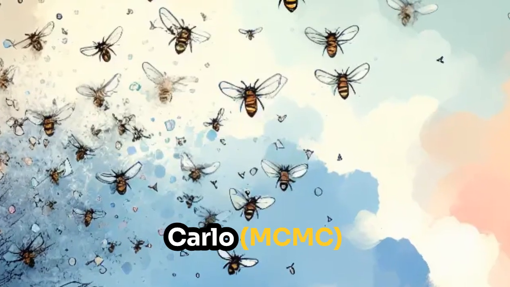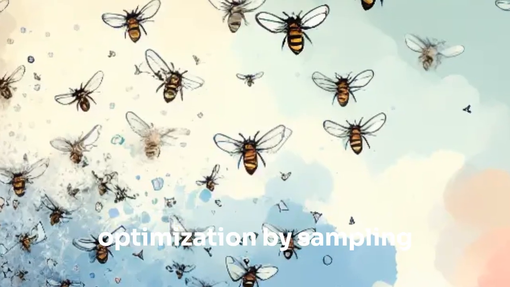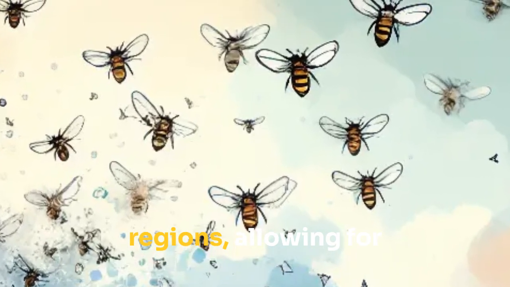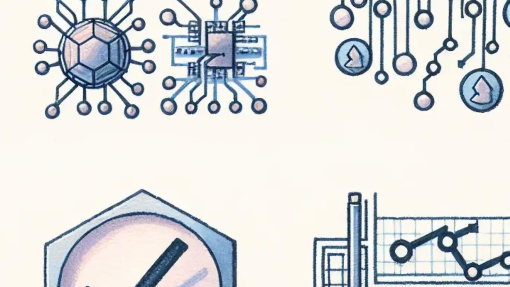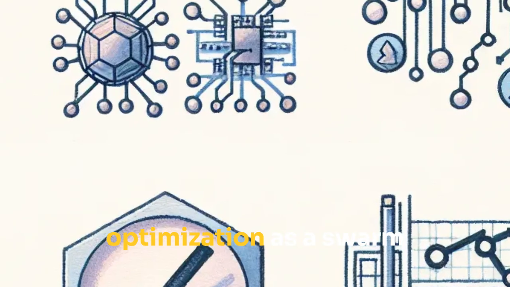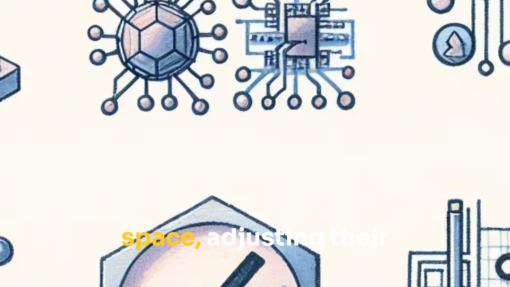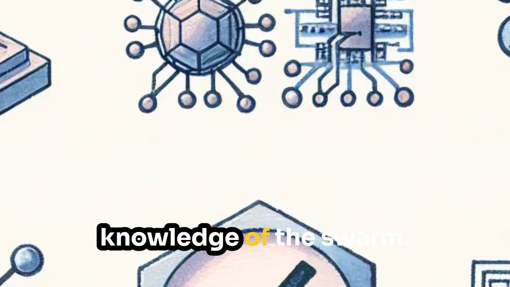Markov chain Monte Carlo, MCMC, and optimization. MCMC methods can be adapted for optimization by sampling more frequently from high-probability regions, allowing for efficient exploration of complex landscapes. Particle swarm optimization. This technique models optimization as a swarm of particles moving through the solution space, adjusting their positions based on their own experience and the collective knowledge of the swarm.